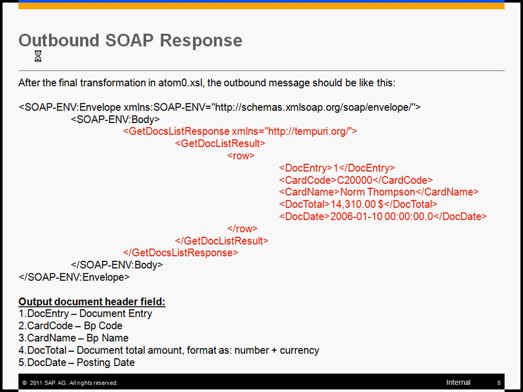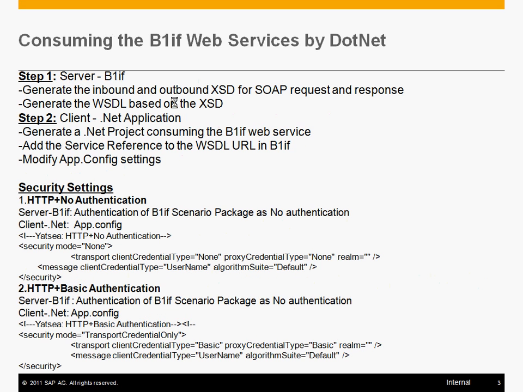For the outbound SOAP response, we would like to have the format like this: GetListResponse, then GetListResult, and a list of rows. For each row, we would like to retrieve the doc entry, card code, card name, doc total, and doc date as well. Just keep in mind the inbound and outbound message format. We are going to use the tool to generate the schema for us, not do it manually.